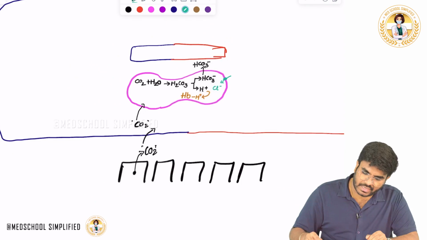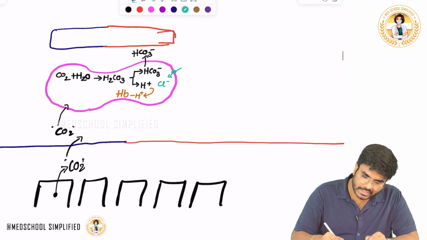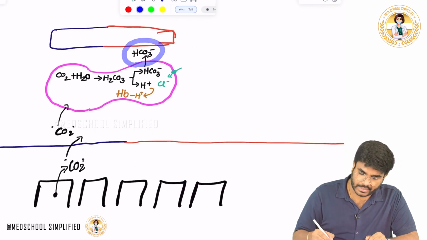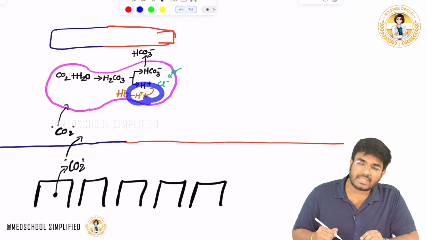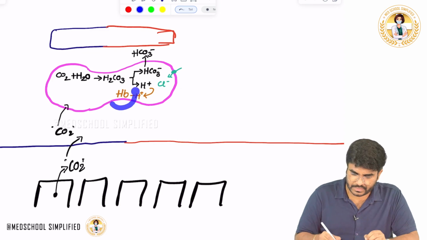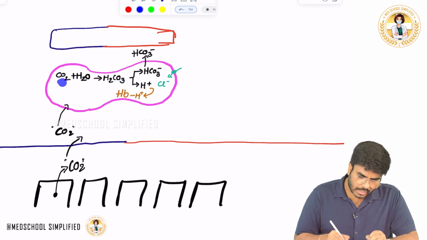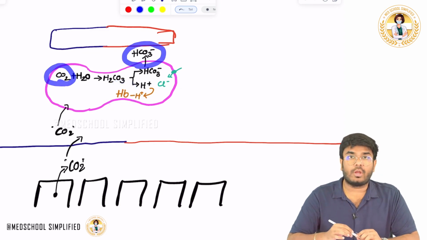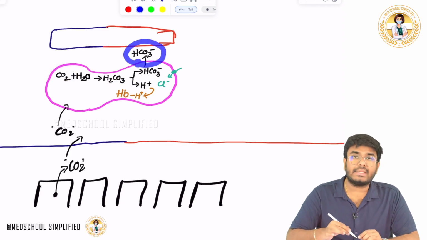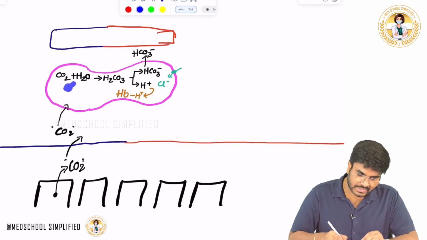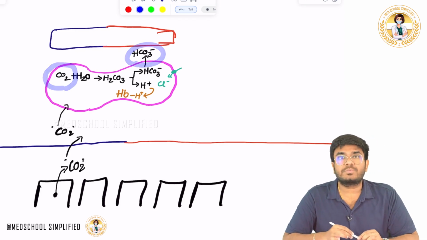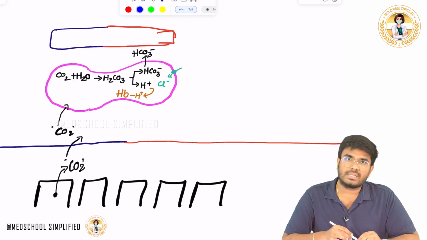In exams, they will ask you the question: bicarbonates are exchanged for which ions? Bicarbonates are exchanged for chloride ions. H+ is buffered by hemoglobin. Carbon dioxide is converted into bicarbonates. Bicarbonates are transported in plasma. So 70% of the carbon dioxide is transported in the form of bicarbonates in plasma.